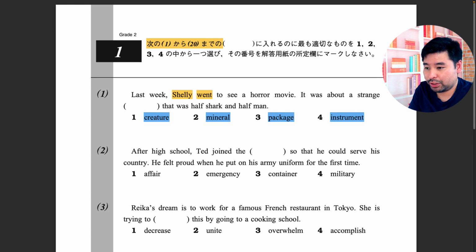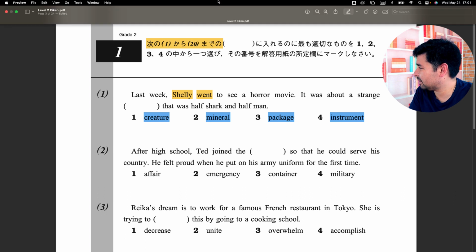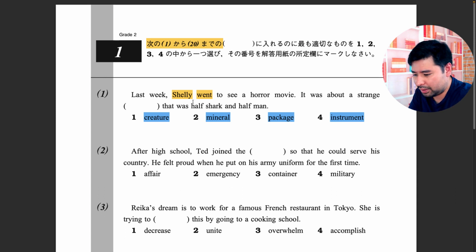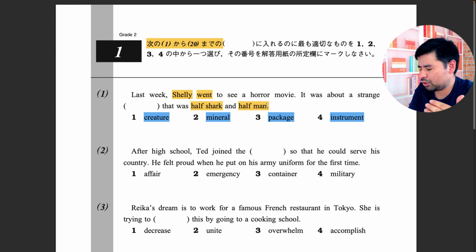Shelley went to the movie. It was a horror, and it was about a strange... Which one do you think sounds better here? Was a strange creature, maybe? Take a look here. This thing here, it's very helpful, right? It was half shark and half man. Mineral, package, instrument. So which one do you think is the best one?